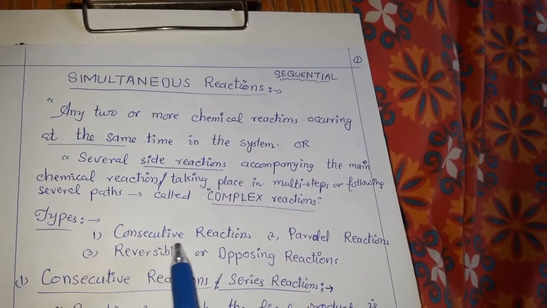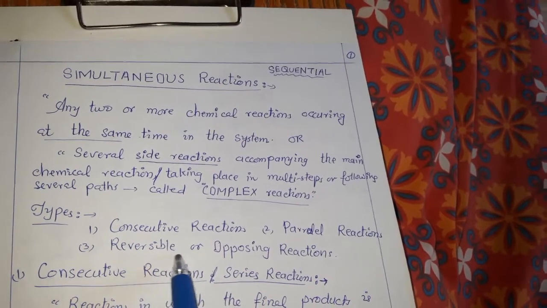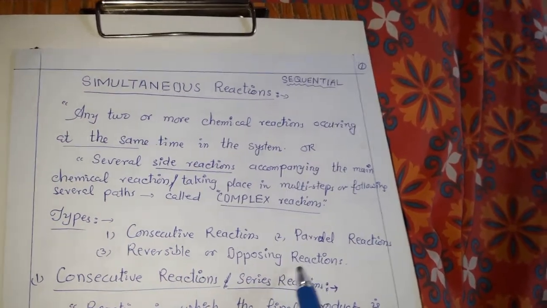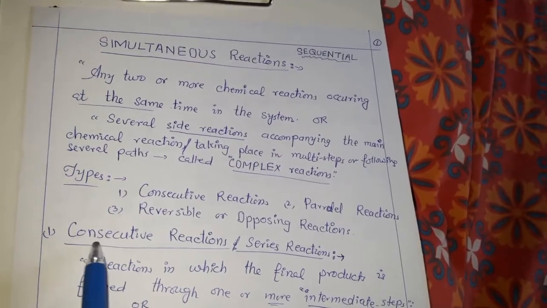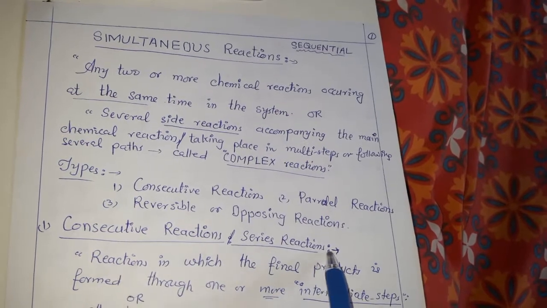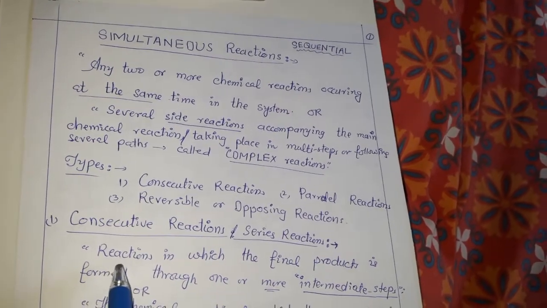The first one is consecutive reaction, the second one is parallel reaction, and the third one is reversible or opposing reactions. Now we are starting from the first kind of complex reaction, that is consecutive reaction, also known as series reactions. So what are consecutive reactions?